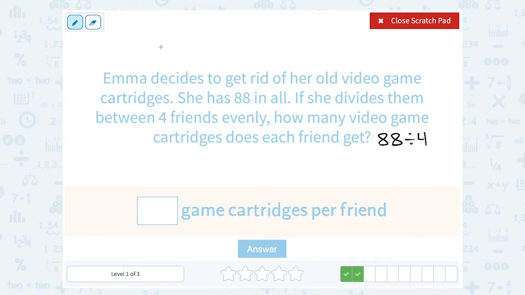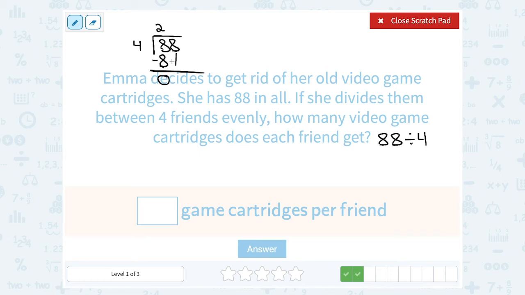If you need a little help to figure that out, of course you can write it this way, 88 divided by 4, and then just take it one digit at a time. So we're thinking, how many times does 4 go into that first digit of 8? Well, 4 goes into 8 2 times, because 4 times 2 is exactly 8. So we have nothing left over there.